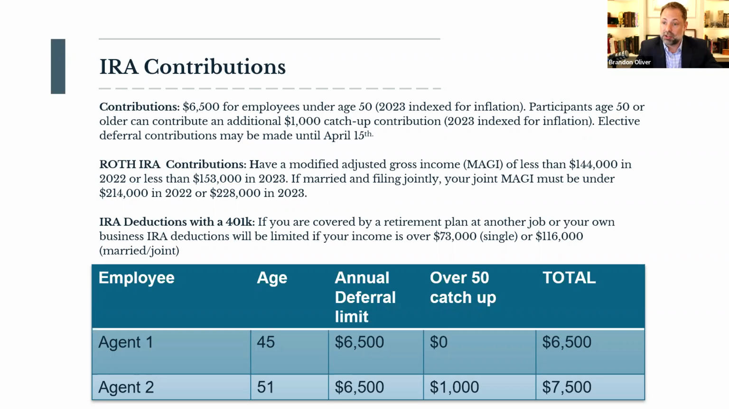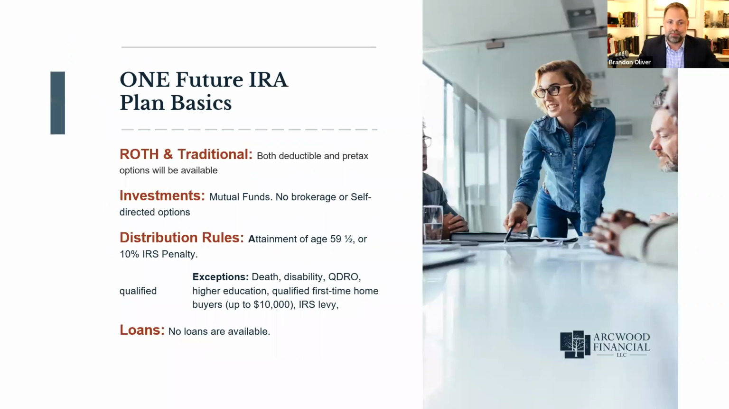Also, with traditional contributions, please just look into if you already have a 401k or another IRA, you might be restricted on the fact that you can make another IRA contribution. So again, talk to your accountant or look into those numbers if you already have a 401k established for yourself.